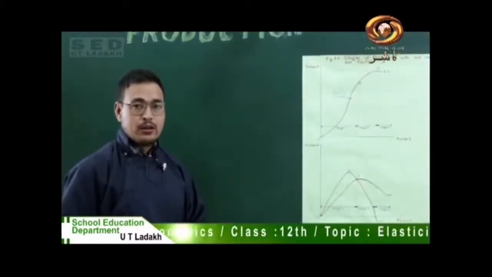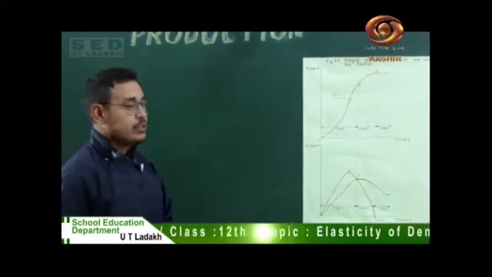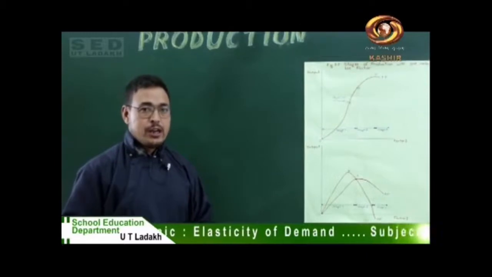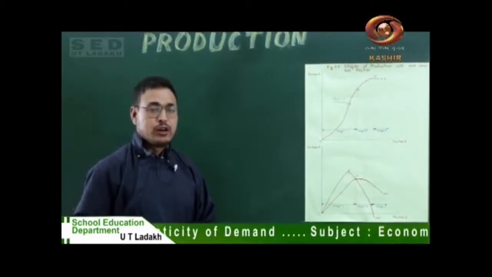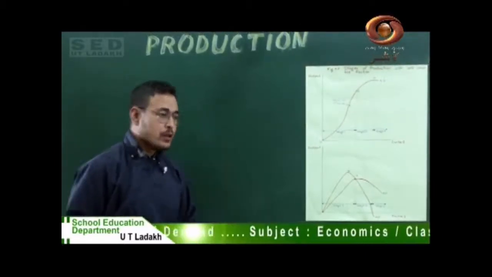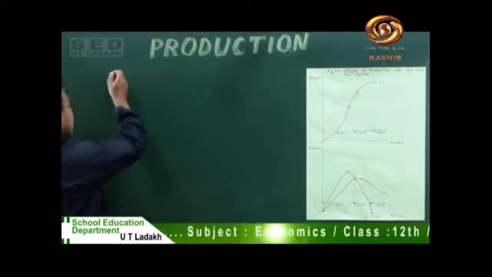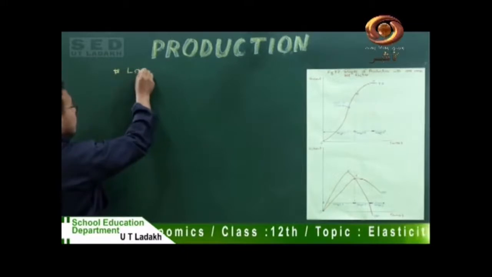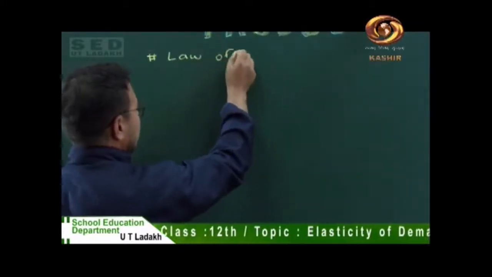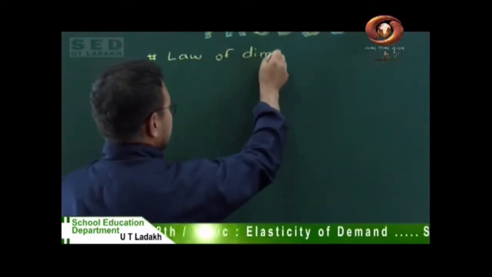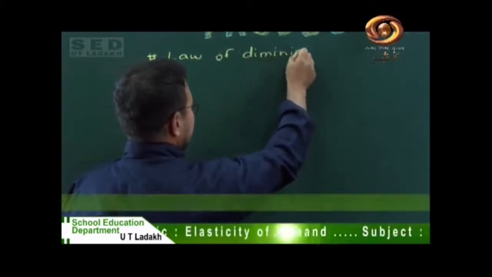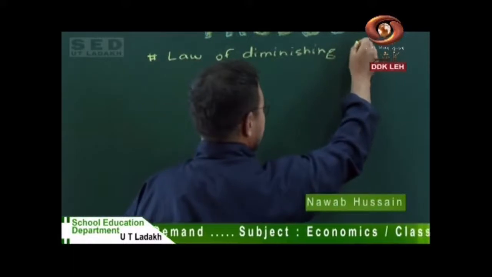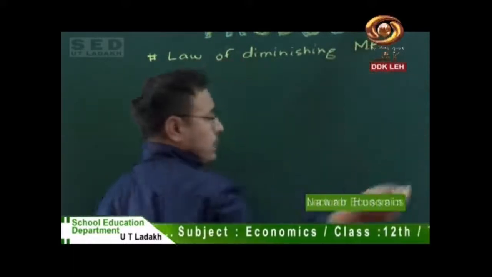So in the last class we ended at the law of diminishing marginal productivity and the law of variable proportion. So I am beginning from that only. Again, as a brief recap, the first is your law of diminishing marginal productivity of labor, or it could be any other factor.